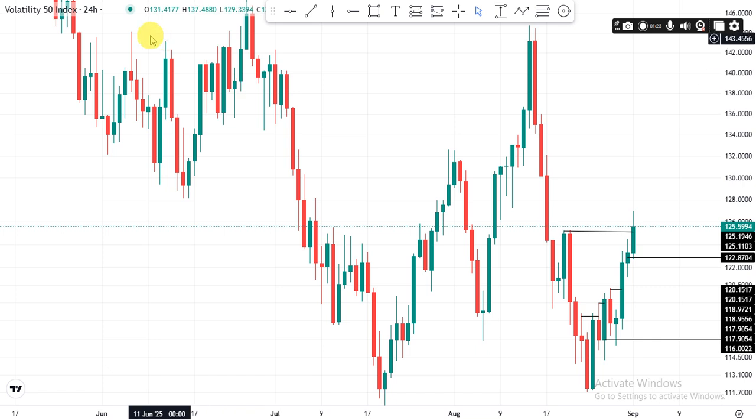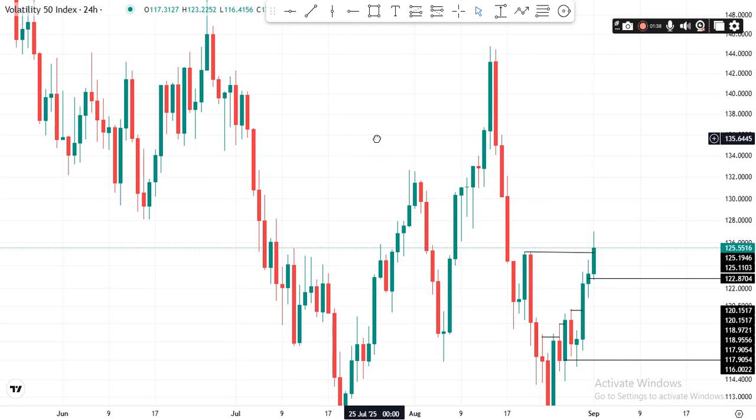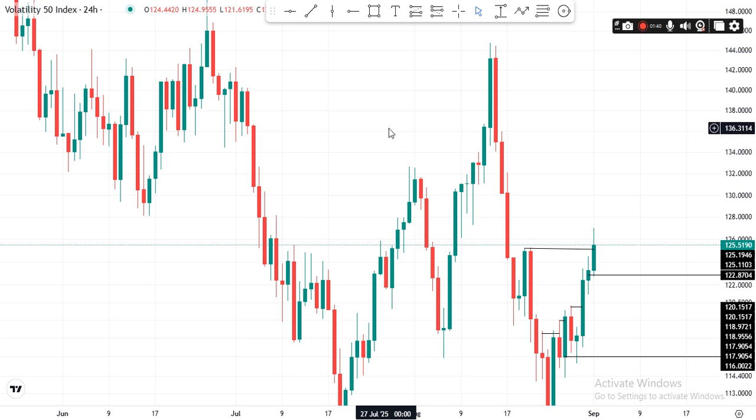So I'm using the Volatility 50 Index, and I'm on the daily time frame with the strategy. I call this strategy the three candle strategy. All right, this is how it goes. Now, when you go to your higher time frame, you do this on the higher time frame. It works on almost all time frames, but I will encourage you to use the higher time frame so that you can catch a lot of pips, and then you can confidently take the trade.